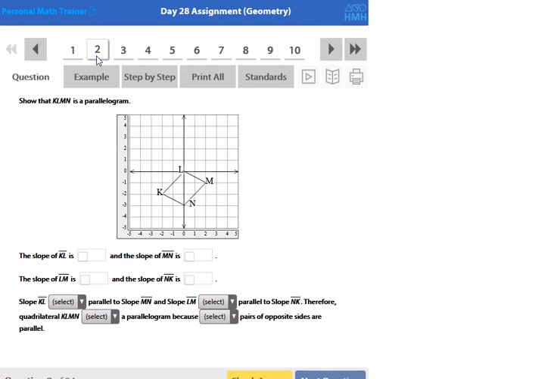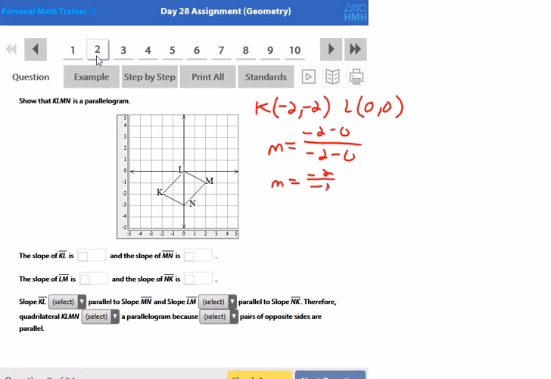They want the slope of KL. Well, K is at -2, -2. L is at the origin at 0, 0. So the slope would be -2 minus 0 over -2 minus 0, which is -2 over -2, which is 1.